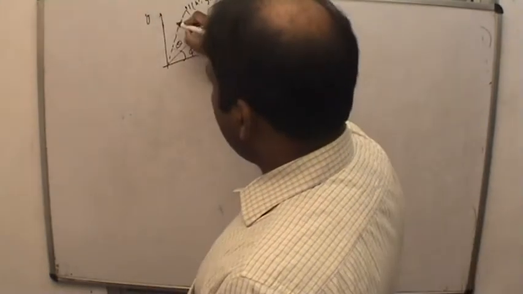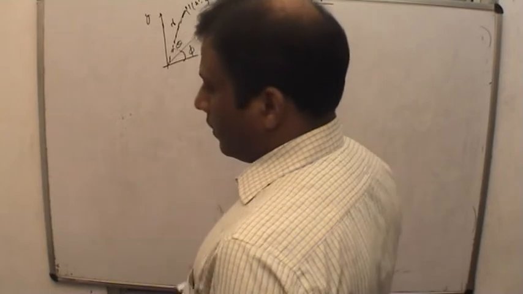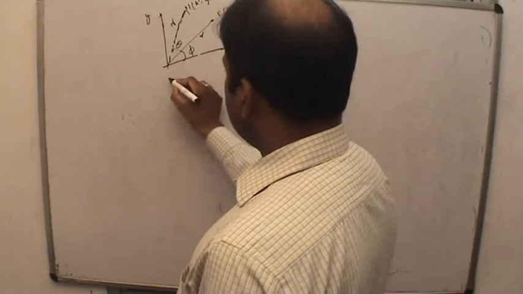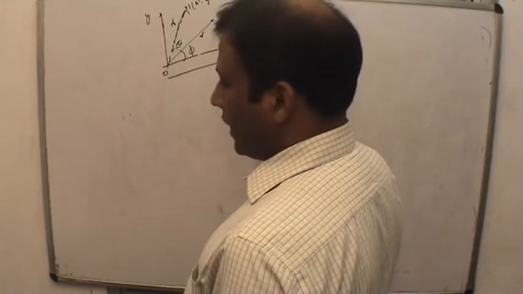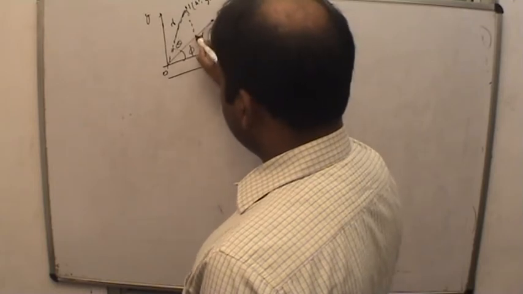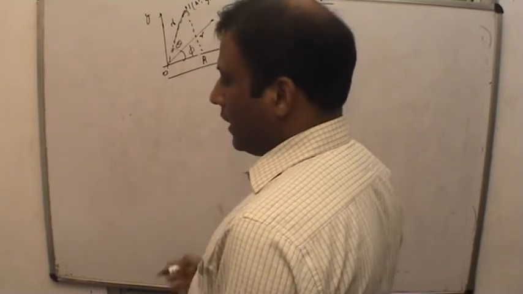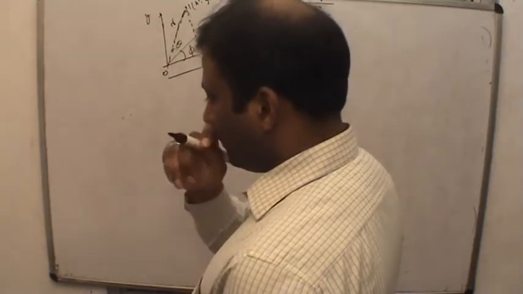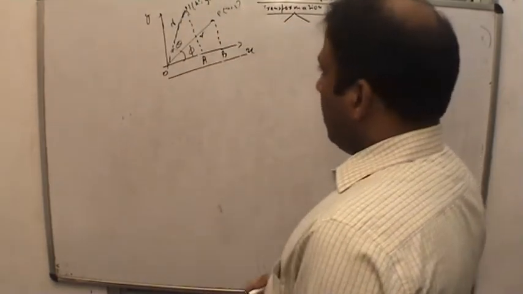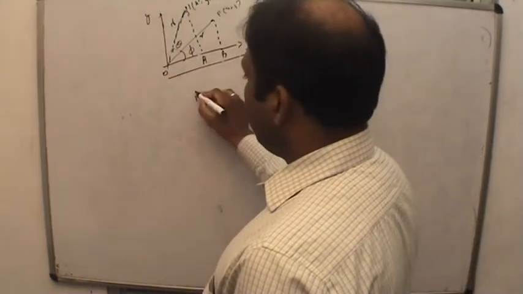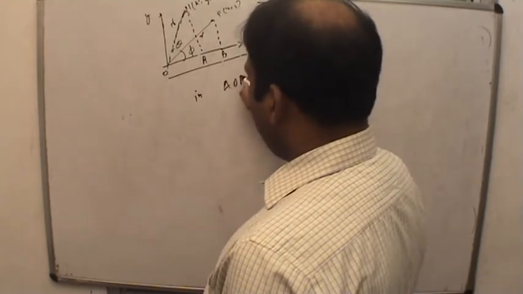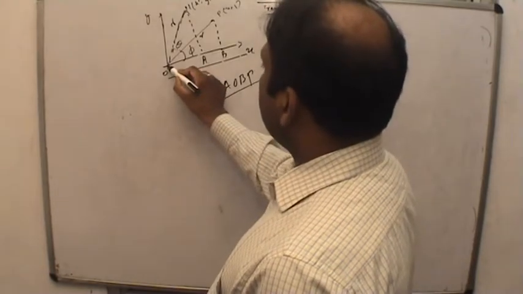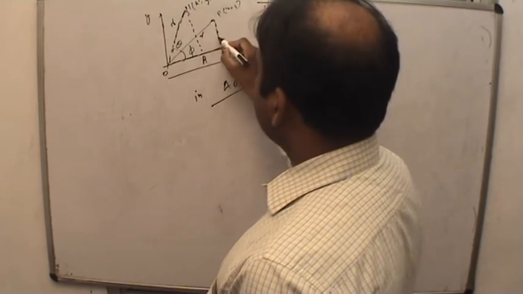So this is called R and this is called R. Now, this is O, this is A. We represent it with A and we represent it with B. Now we look at angle OBP. Look here: this is OBP, this is OB and P.